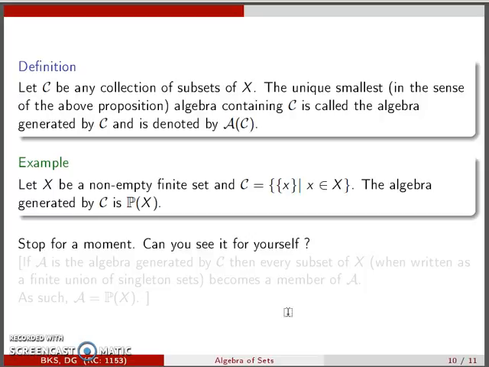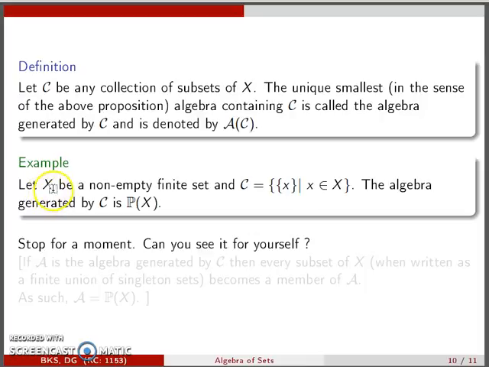So definition: let C be any collection of subsets of X. The unique smallest algebra containing script C is called the algebra generated by script C and denoted by script A of C. In the last proposition, we have seen that for any collection C, there would be a smallest algebra script A that will contain C. That is denoted by script A of C, the algebra generated by C.